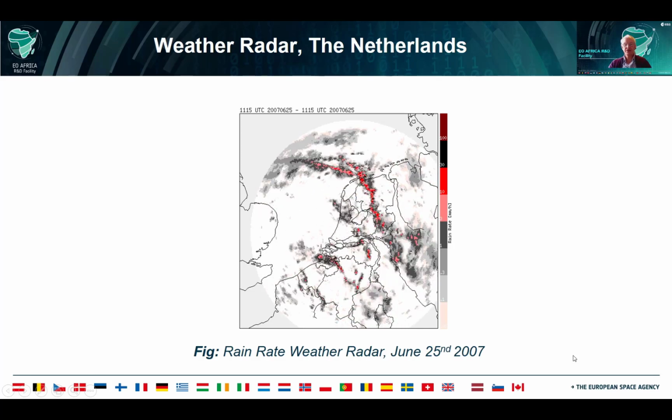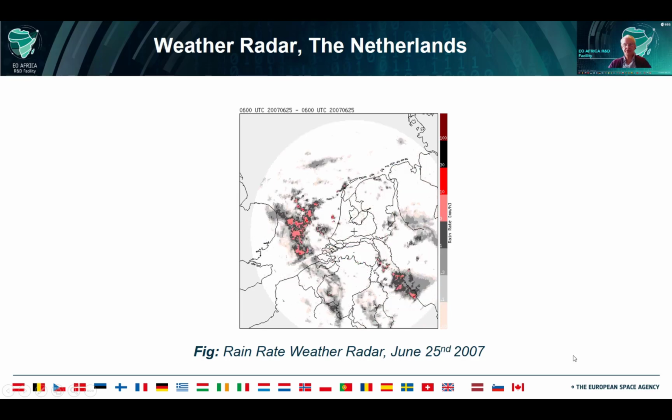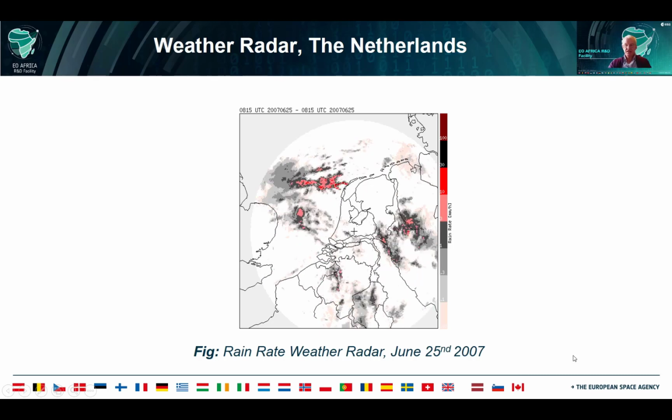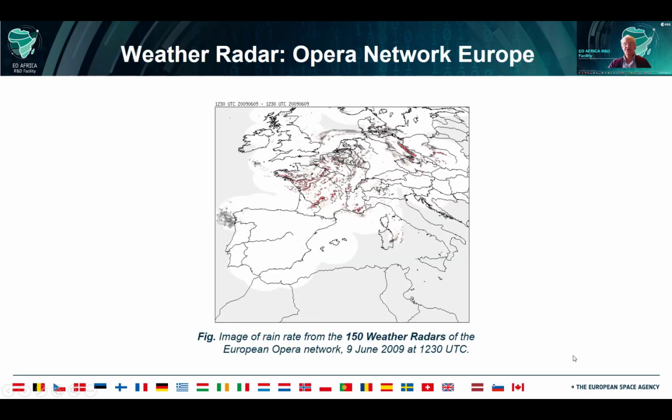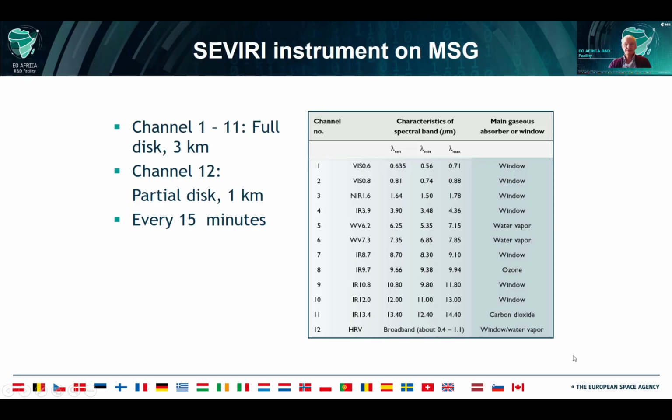And here you see an animation of the high temporal observation capability of the weather radar, in this case over the Netherlands. And here you see an integration of all these weather radars over Europe. These are not readily available in Africa. So therefore, a number of other observation techniques are being applied, and one of them is making use of the SEVIRI instrument on Meteosat second generation. The geostationary satellite with a 3-kilometer sub-satellite spatial resolution with quite a number of spectral channels with an observation capability every 15 minutes.